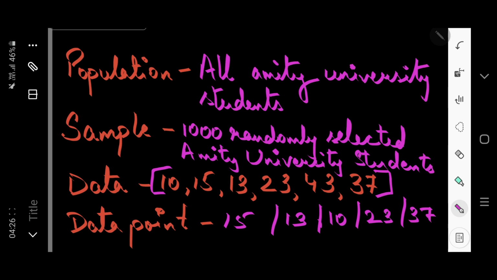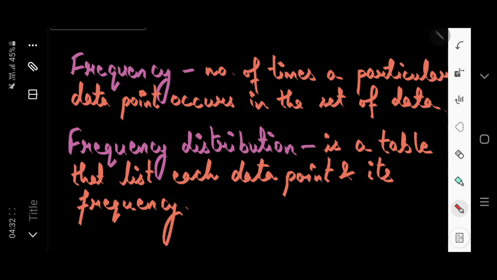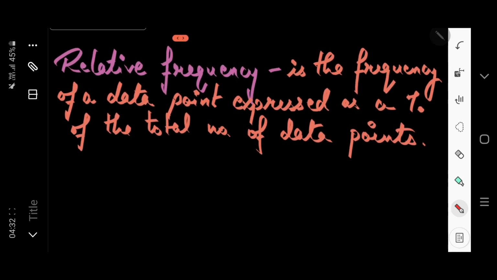Now let's move to other terminologies. The next terminology is frequency. What is frequency? It is the number of times a particular data point occurs in the set of data. And what is frequency distribution? It is a table that lists each data point and its frequency. And what is relative frequency? It is the frequency of a data point expressed as a percentage of the total number of data points.